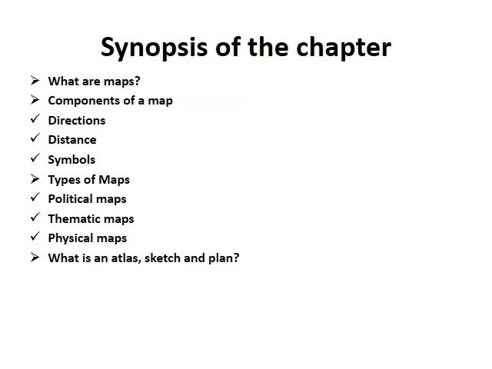In this chapter, we will learn about what maps are, components of a map, directions, distance, symbols, types of maps, political maps, thematic maps, physical maps. What is an atlas, sketch, and plan?